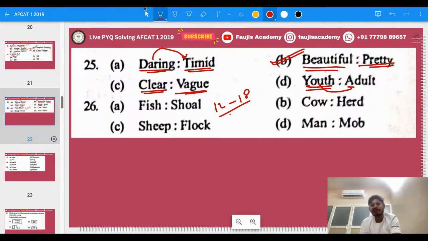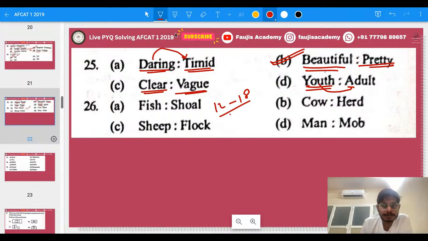26, guys. Answer this question quickly, guys. 26. What do you guys think about this question number 26?